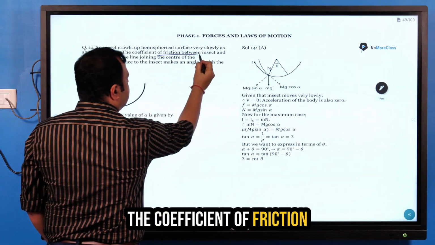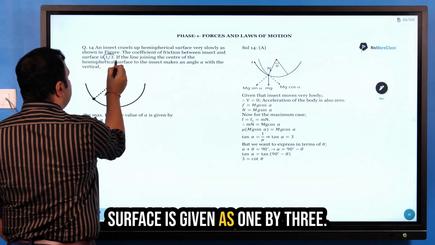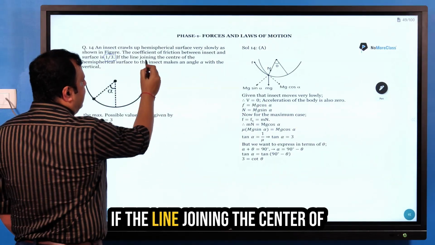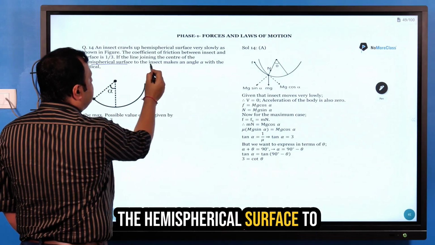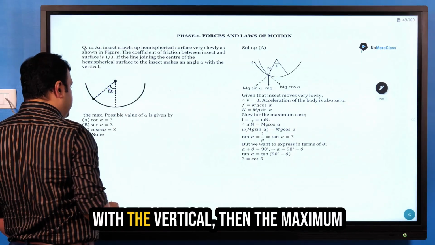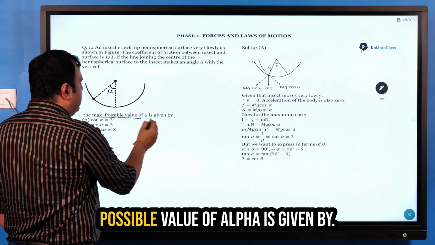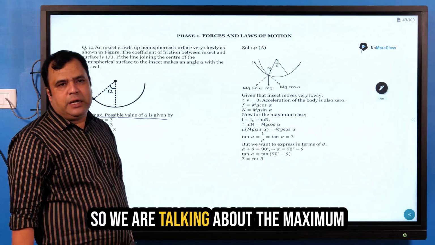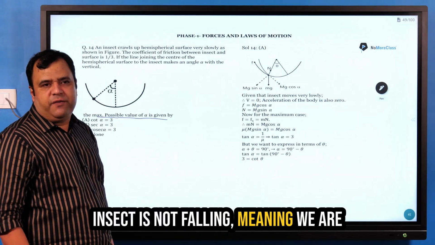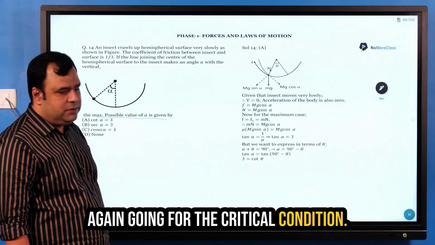The coefficient of friction between the insect and the surface is given as 1/3. If the line joining the center of the hemispherical surface to the insect makes an angle alpha with the vertical, then the maximum possible value of alpha is given by. So we are talking about the maximum possible value of alpha for which the insect is not falling. Meaning we are again going for the critical condition.